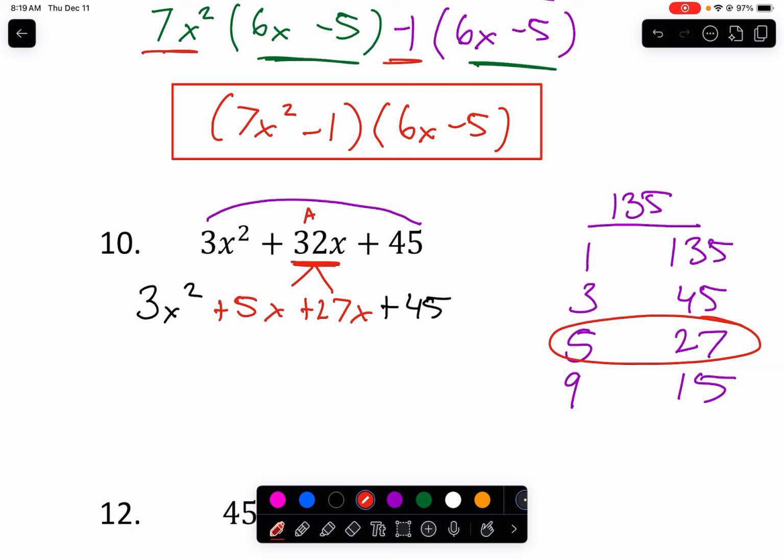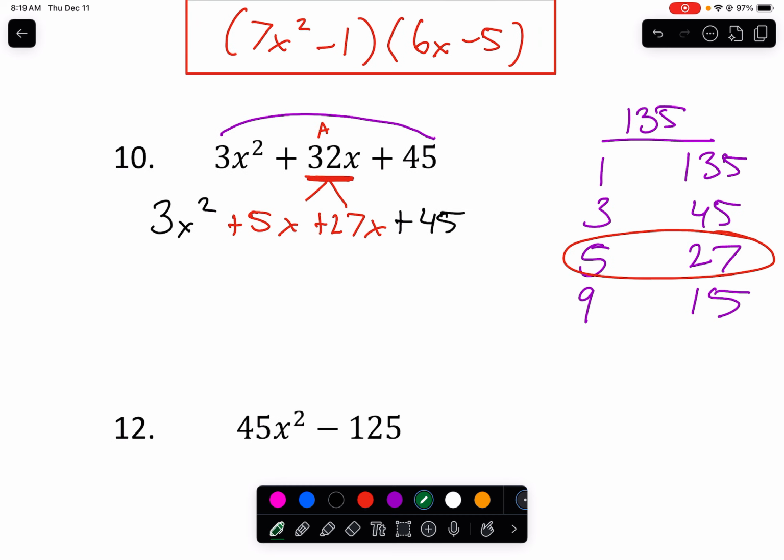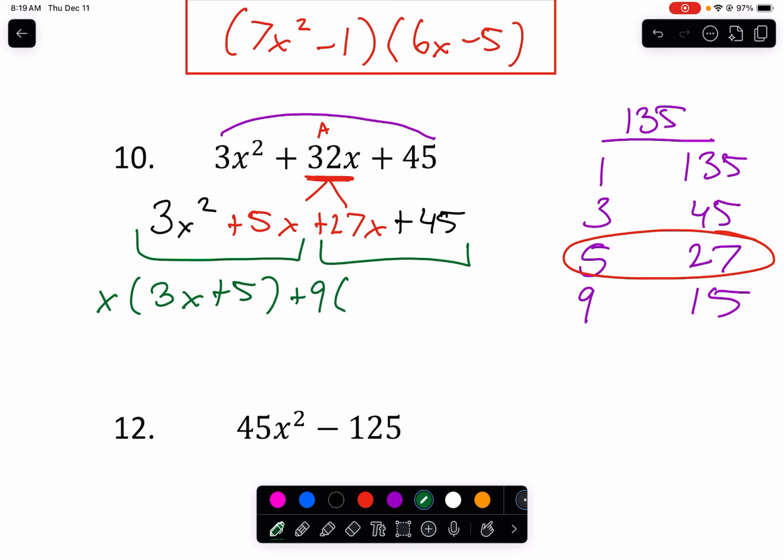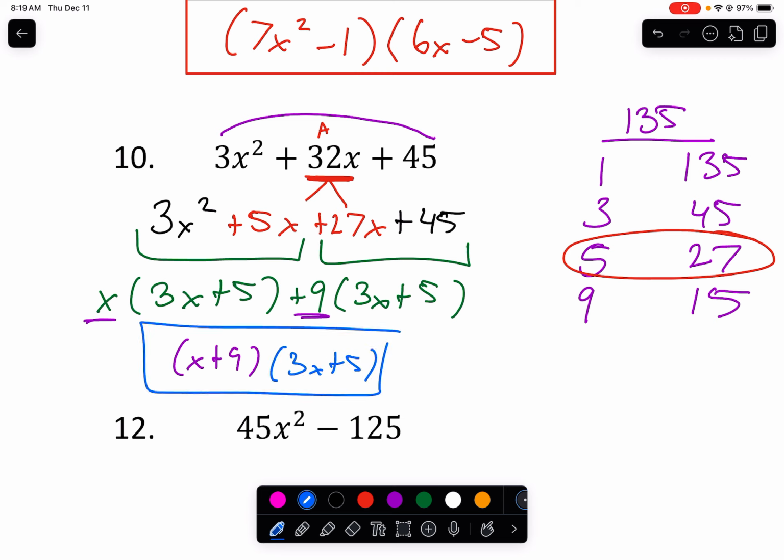So now I've got 4 terms. I'm just going to do some factoring by grouping. I look here. I can take an x out, so I get 3x plus 5. All right. And then here, I've got 27, what can I take out of there? 9, right? So I'm going to take a 9 out, which gives me a 3x plus 5. So I take my 2 factors. I can write x plus 9. And then I've got 3x plus 5. That's what I get there.